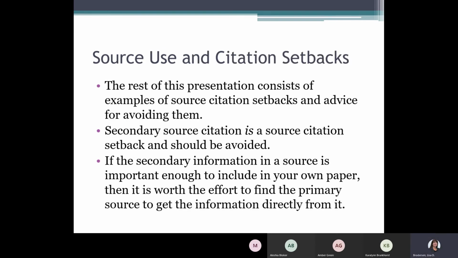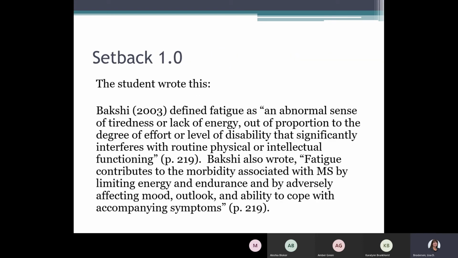Okay, so the rest of this presentation is going to consist of examples of source citation setbacks and advice for avoiding them. But first, I just want to emphasize one last time that secondary source citation is a source citation setback that can and should be avoided. And if the secondary information in a source is important enough to include in your own paper, then it's worth the time and effort to just find the primary source so that you can get the information directly from it for use in your paper.